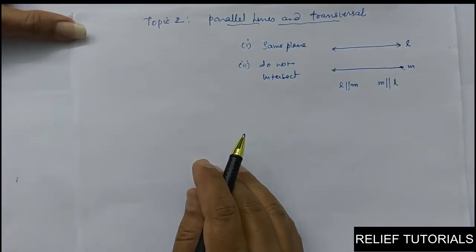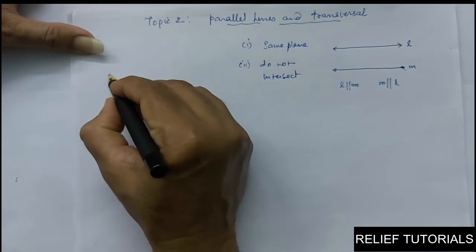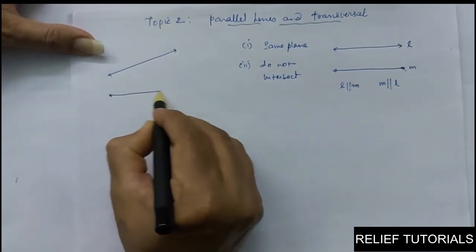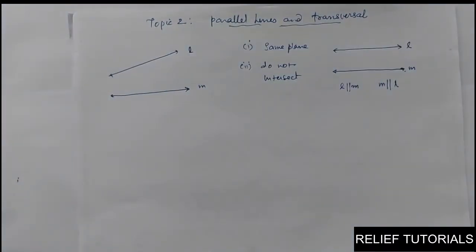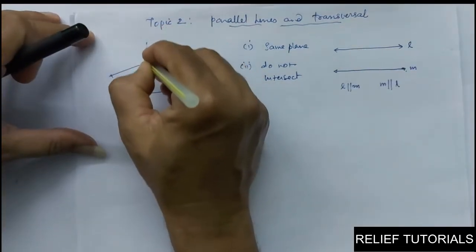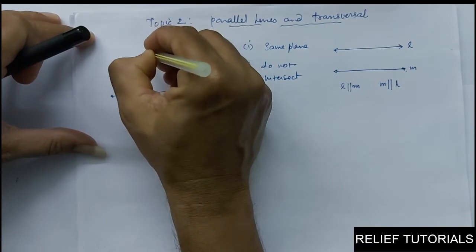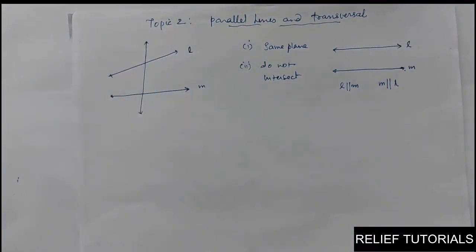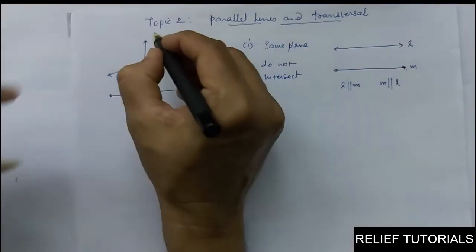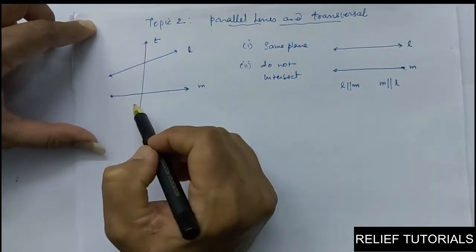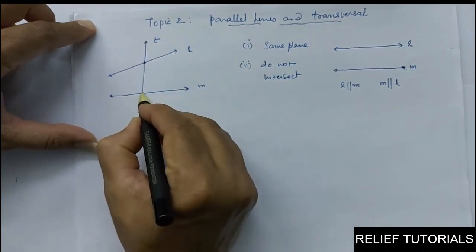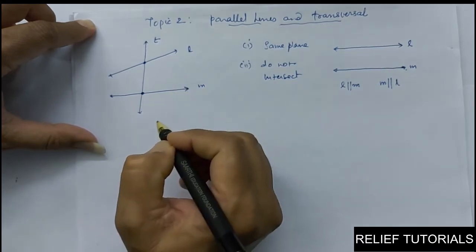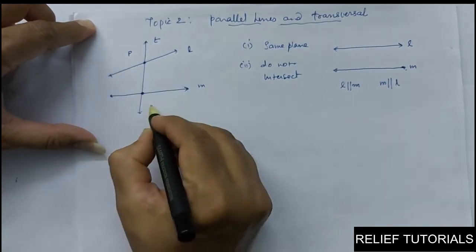Now what is a transversal? A transversal is a straight line which intersects two or more straight lines at distinct points. See, this T is a transversal. Here we see these are the two distinct points where T intersects L and M. We name them as point P and point Q.